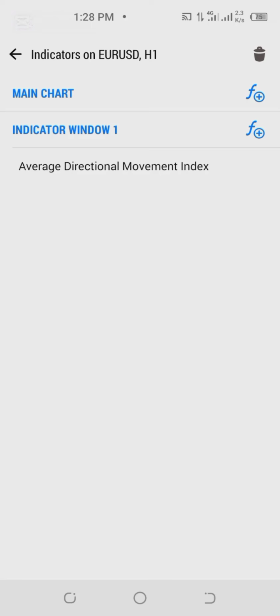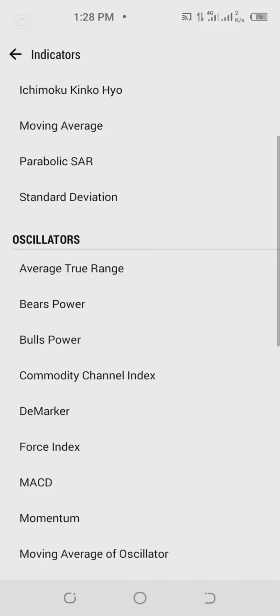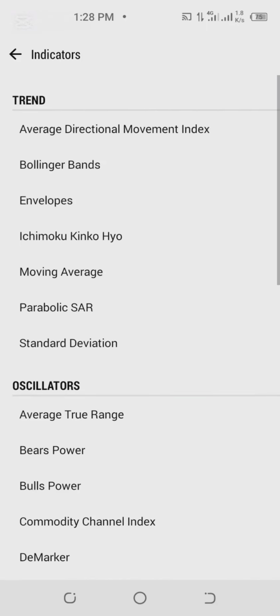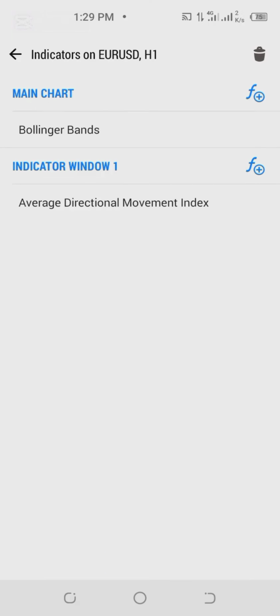So I'm going back to the indicator tab, and I look out for Bollinger Band. Yep, this is my Bollinger Band. For some of us it might be the default setting, however you need to be sure. So this is period 20, deviation 2.0, shift 0, apply to close. I'm using a blue color. After that I click on save.